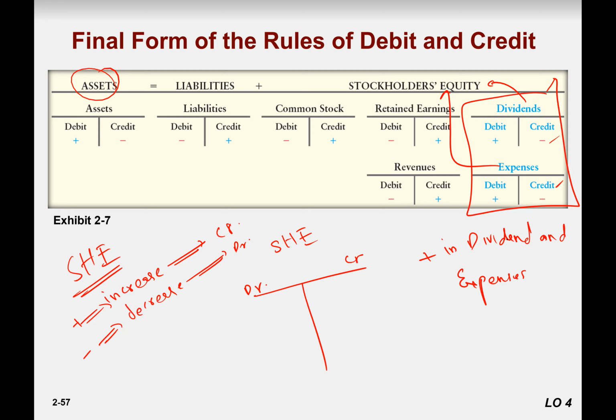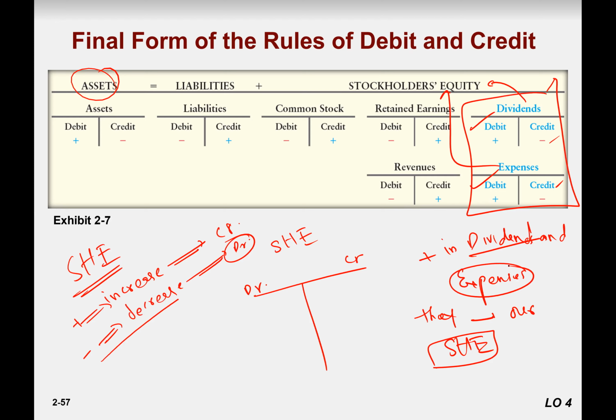So an increase in dividends and expenses basically decreases our stockholder equity, right? So any increase in dividend basically decreases our stockholder equity. That's why an increase in dividend, causing a decrease in stockholder equity, we make it debit, right? So any decrease in dividend or decrease in expenses would be considered an increase in stockholder equity, so we will take it as credit.